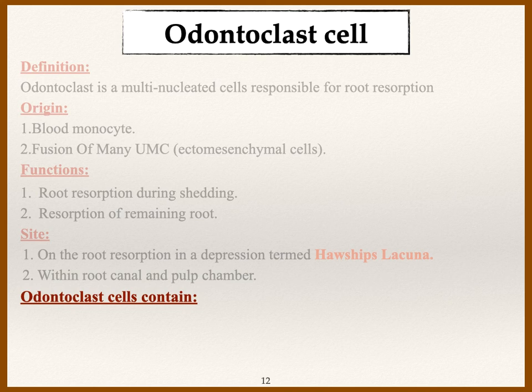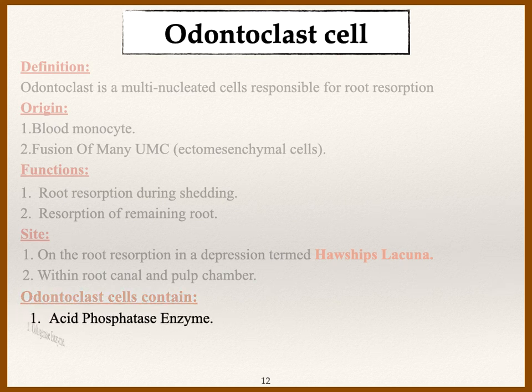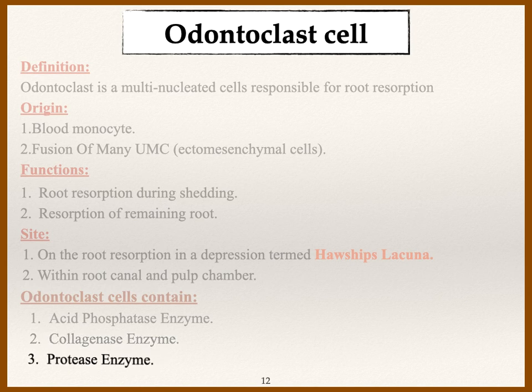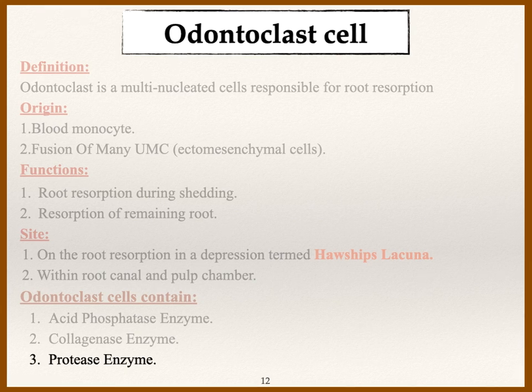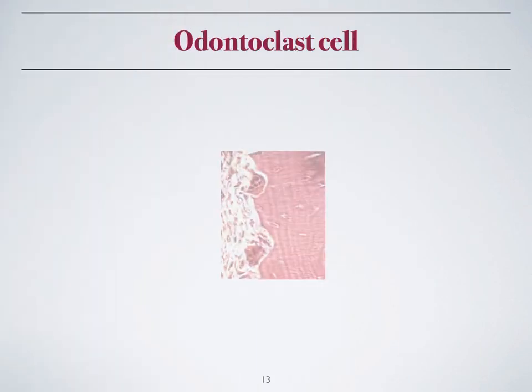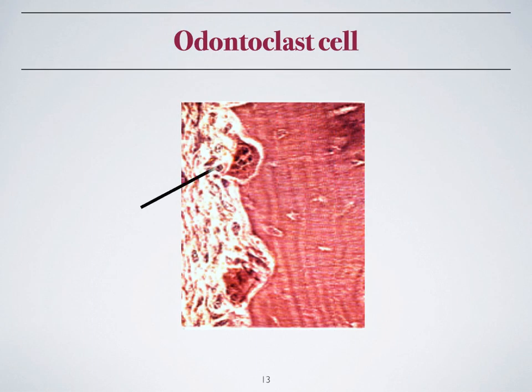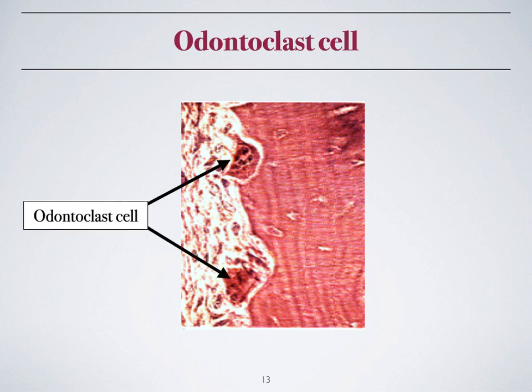Odontoclast cells contain three important enzymes. Number one, acid phosphatase enzyme. Number two, collagenase enzyme. And number three, protease enzyme. Acid phosphatase enzyme is needed for calcium resorption. Collagenase and protease enzymes are needed for degradation of the organic matrix of the cementum and dentine. And this is the odontoclast cell, found within a Howship's lacuna.